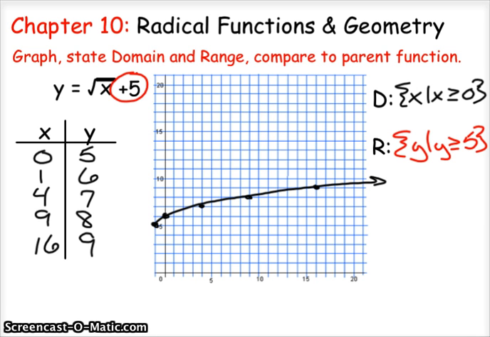The reason for this being, the only way to make this graph go below 5 for my y values would be to have some kind of negative value for the square root of x, which can't happen. And so we're left with everything greater than or equal to 5. Lastly, we have to compare this to the parent function. Again, that's y equals the square root of x. And this is going to be moved up 5 or translated up 5.